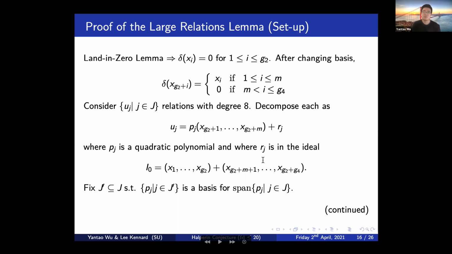And we choose a set J prime such that the Pj for j in J prime is a basis for the span of the head terms in degree 8. Why is that important? Because we can always decompose the relations into the head term and the tail term. Every time we apply a derivation to it, the head term still remains, but the tail term vanishes. And then we get some information about it.